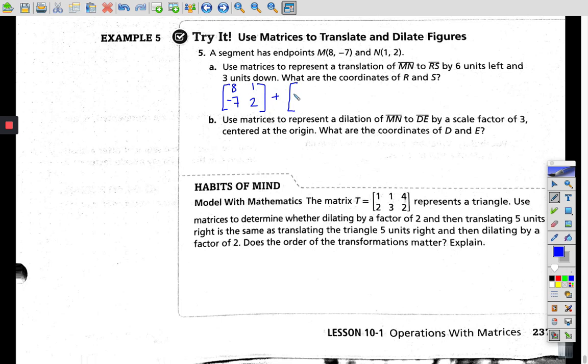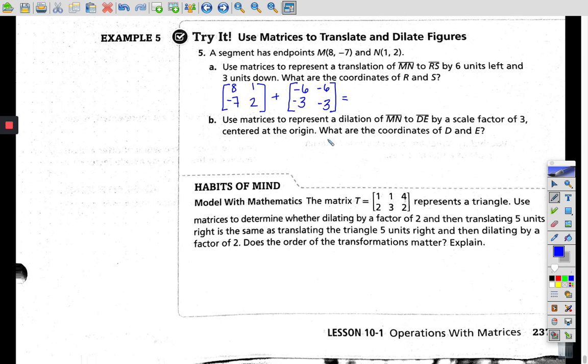6 units left. If we're thinking left, that would be negative. To move it left, we would be moving it negative. To move it 3 units down, we would also be moving it negative. So -6 units left, so -6. 3 units down, so -3. We have to do it for both columns so that we can add these two matrices together. So now they want to know our coordinates for R and S on the coordinate plane.